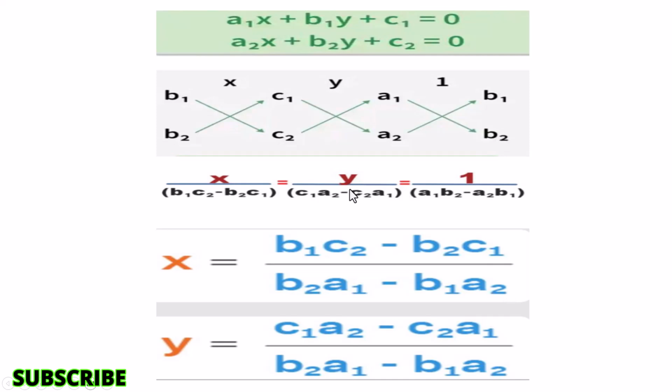For y, similarly, take the second term and the last term. You get (c1 a2 minus c2 a1) and (b2 a1 minus b1 a2). In both values, the denominators are the same. By directly applying this formula, you get the solution. x is equal to (b1 c2 minus b2 c1) by (b2 a1 minus b1 a2), and y is equal to (c1 a2 minus c2 a1) upon (b2 a1 minus b1 a2). The denominators of both values are equal.